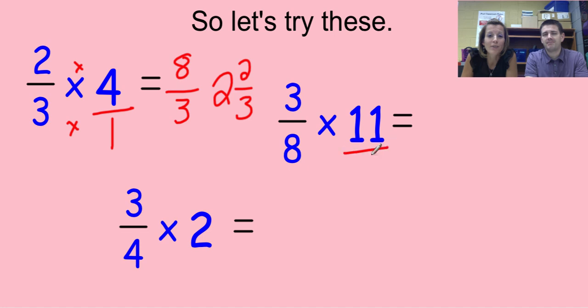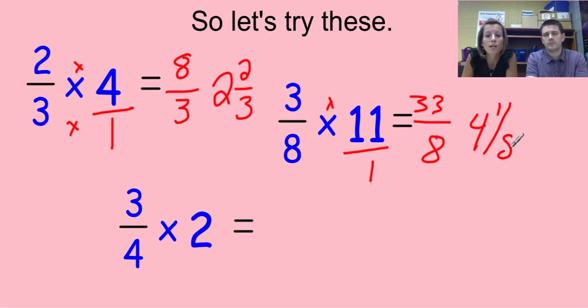3/8 times 11 over 1. Top times top gives us 33. Bottom times bottom gives us 8. Change it to a mixed number. 8 goes into 33 4 times. 33 minus 32 is 1. So we have 1/8 left over.